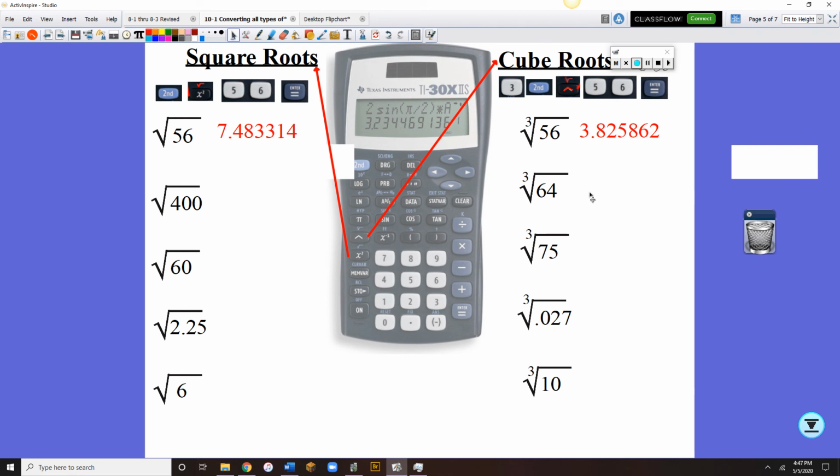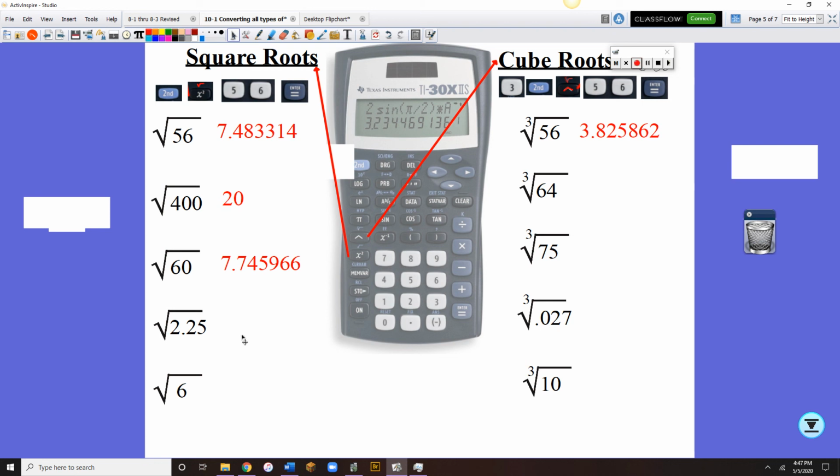Now, not all of them come out ugly. The square root of 400 is 20. That's a nice number, and it comes out 20 because 20 times 20 is 400. For the square root of 60, nothing times itself gives me 60. 6 times 10, 5 times 12, but there's no number that I can multiply by itself. So that one would be one that comes out kind of yucky.